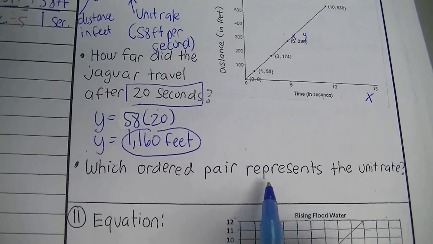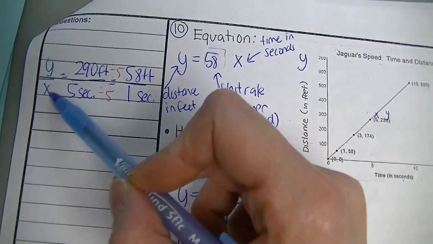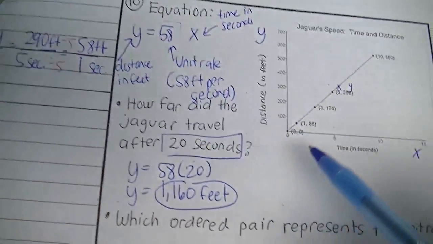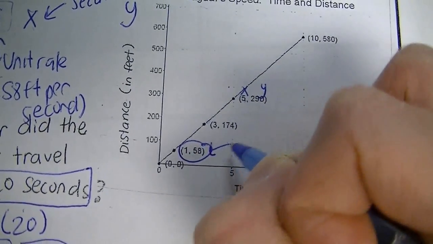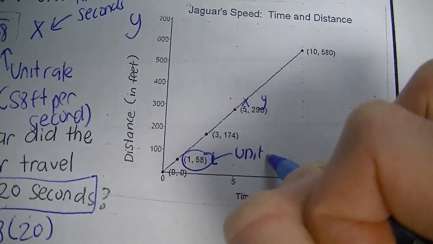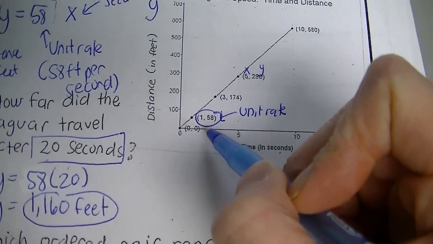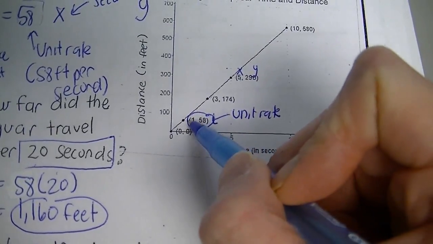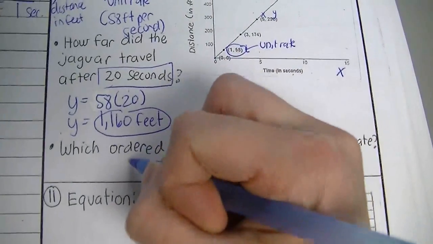It says which ordered pair represents the unit rate. So you see right here, this is the unit rate. Well, x is 1, y is 58. So right there, this right here is the unit rate. That represents the unit rate. So the ordered pair that represents it is the one with x equaling 1. So when you see x equals 1, the corresponding y value is the unit rate. Remember that, please.